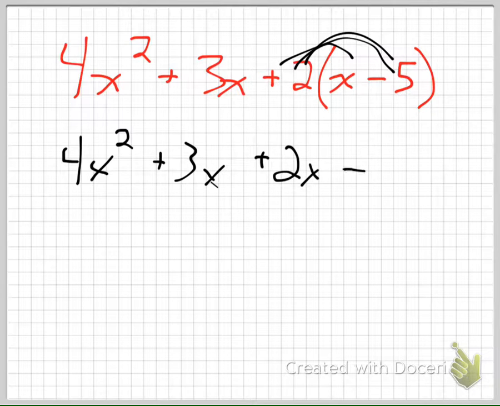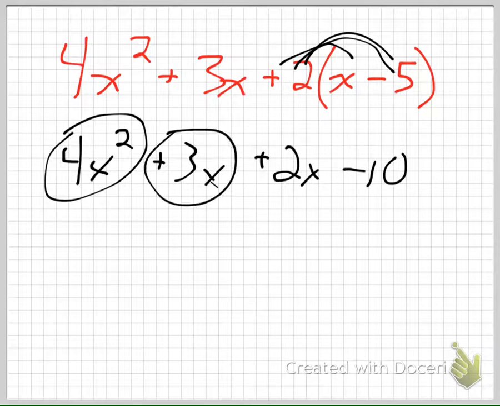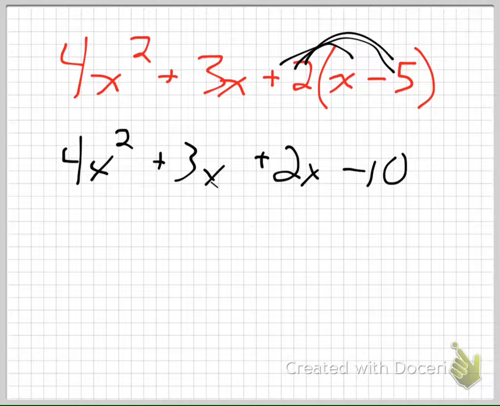Now we're going to do the distributive property, which is 2 times x, plus 2x. 2 times negative 5, minus 10. Okay, now that I've done that, what am I supposed to do now? See if you can combine like terms. Can I? Yes. Can I combine this 4x squared and this 3x? Why not? One of them is an exponent, one is not. You can't just combine them. They have to be the same letter with the same power. You can't combine them otherwise.